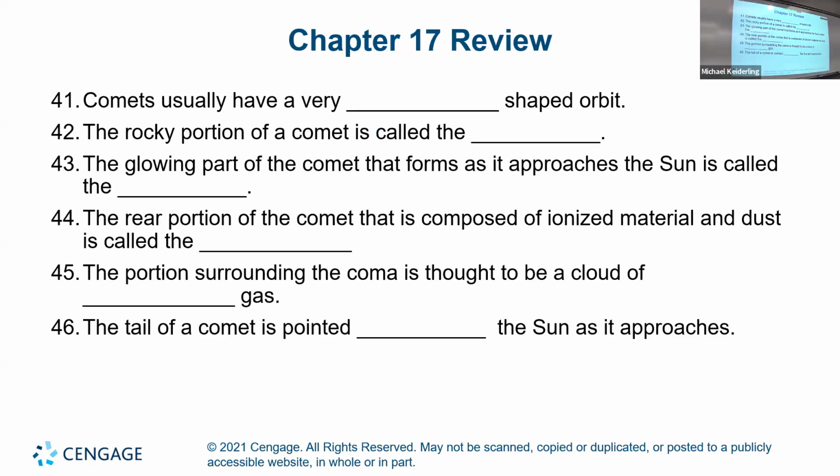Comets usually have a very elliptically shaped orbit. The rocky portion of a comet is called the nucleus. The glowing part of a comet that forms as it approaches the sun is called the coma. And the rear portion of the comet that's composed of ionized material and dust is called the tail. The portion surrounding the coma is thought to be a cloud of hydrogen gas. And the tail of the comet is pointed away from the sun as it approaches.